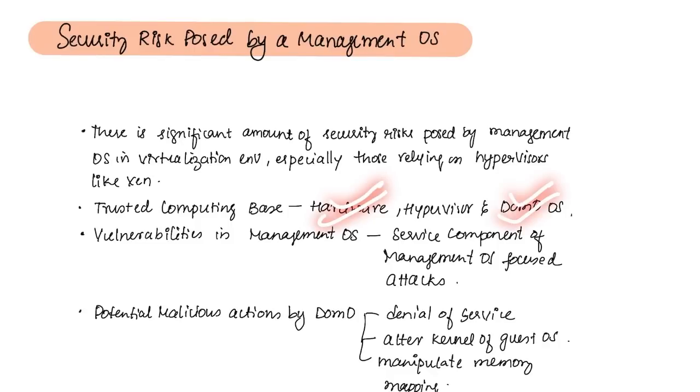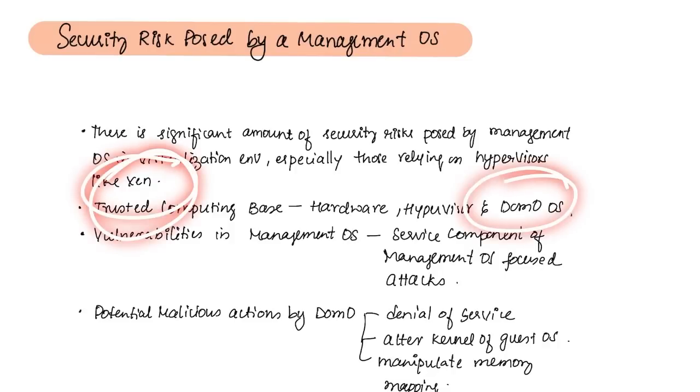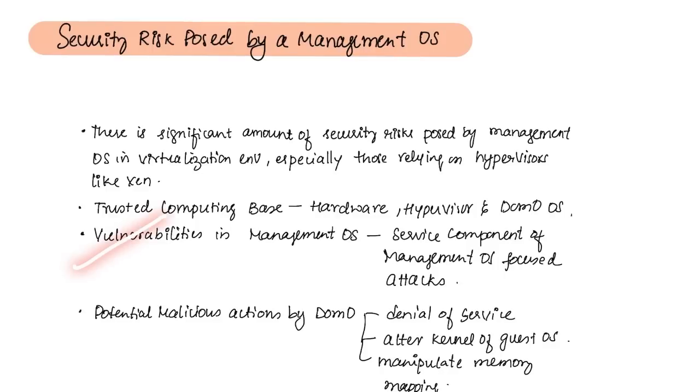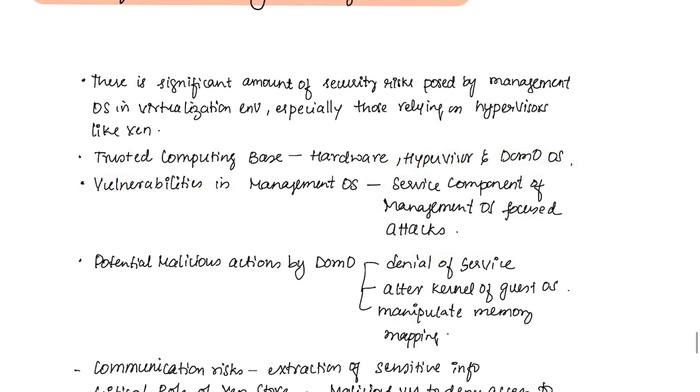The management operating system is a crucial component and it can introduce vulnerabilities. In case of Xen, this Dom0 will manage the virtual machine creation, I/O, device emulation, and other administrative tasks. Next, we have vulnerabilities in the management OS. A study of Xen found that most of the attacks targeted the service components of the management OS and not the hypervisor itself. So we can say that the management OS is vulnerable to attacks which can happen in general.